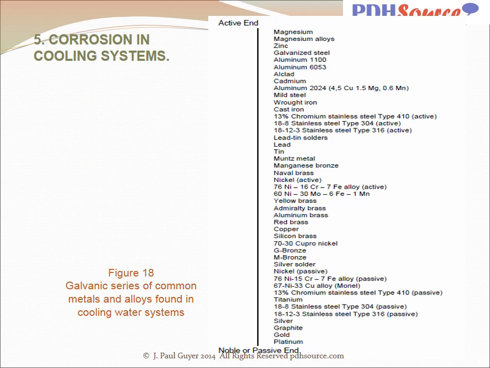Figure 18 indicates the galvanic series of common metals and alloys found in cooling water systems. Most active: magnesium, zinc, and so on. Moving down, you begin to get into the irons and steels, and then down at the bottom are the noble metals, silver, gold, platinum, which don't corrode.